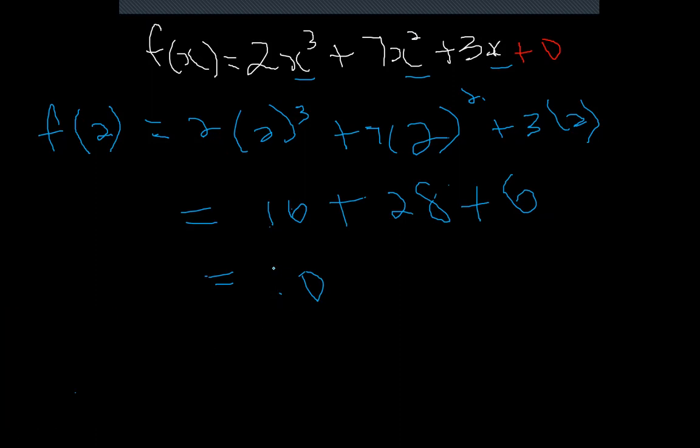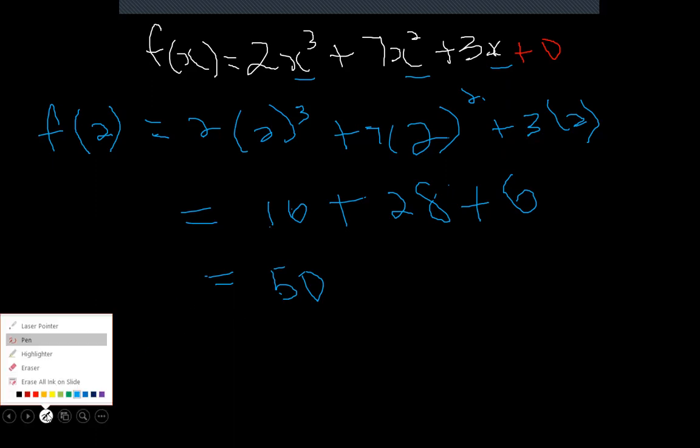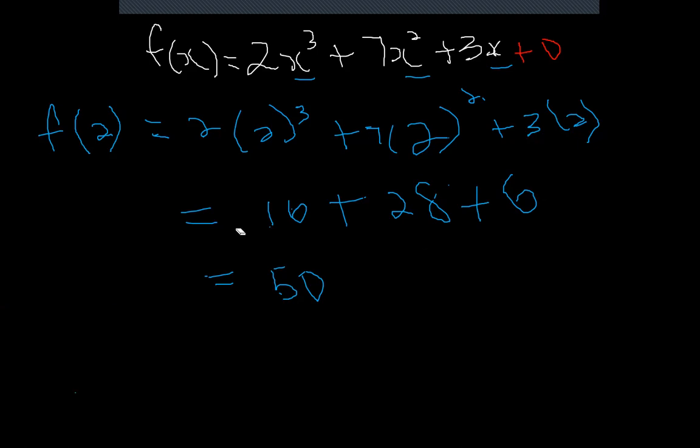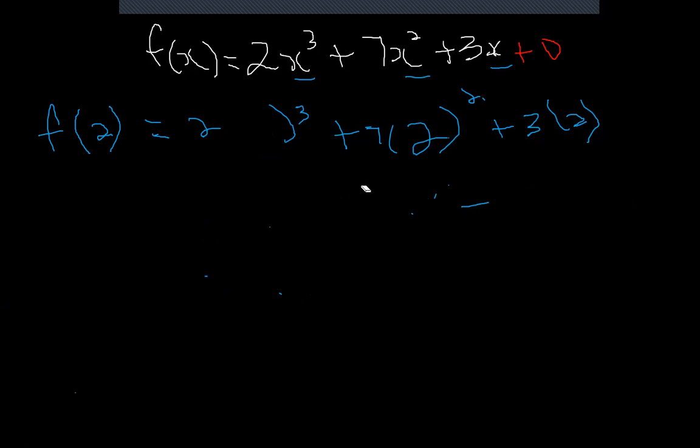Let me just double check this. Mental maths. 34 plus 16, 50. Okay, nice. So that's obviously not 0. So what does that mean? This is also not a factor. I know this is tedious, but this is what you have to do. You have to show all of this to get your marks, right?